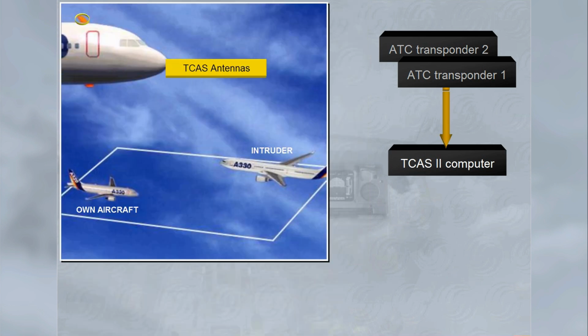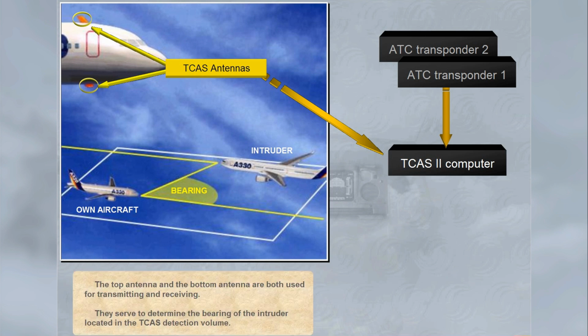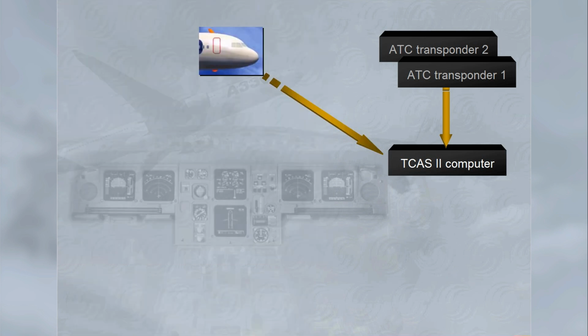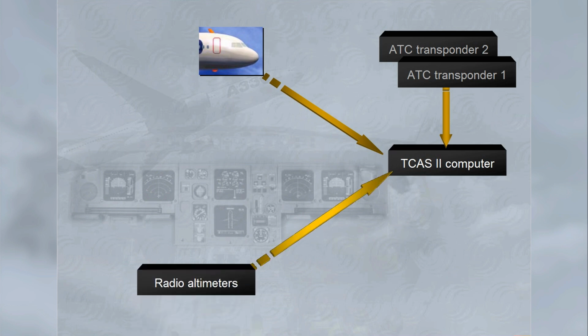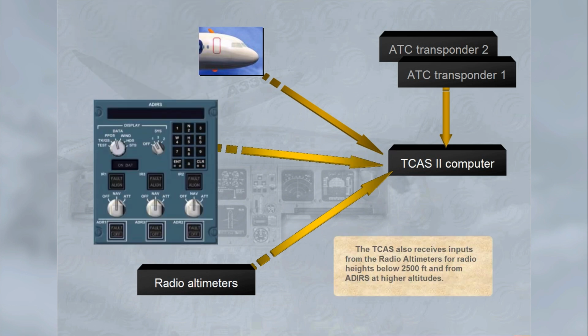The top antenna and the bottom antenna are both used for transmitting and receiving. They serve to determine the bearing of the intruder located in the TCAS detection volume. The TCAS also receives inputs from the radio altimeters for radio heights below 2,500 feet and from ADIRs at higher altitudes.